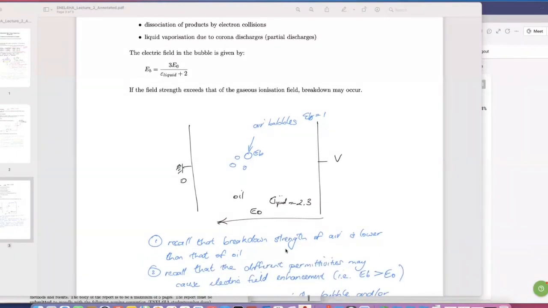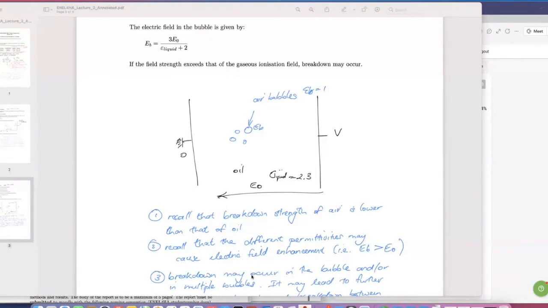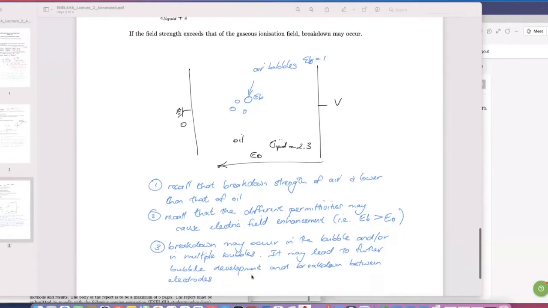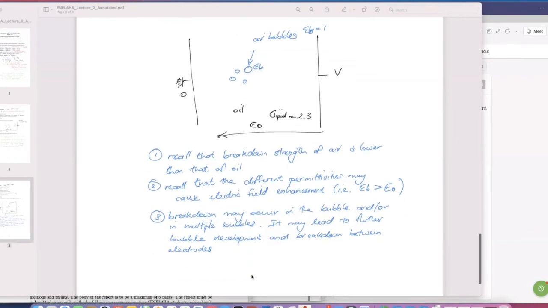Right. We can recall that the breakdown strength of air or gas is generally lower than that of oil. We also recall from earlier that your electric field is going to be very different. Your electric field may be enhanced in that bubble. So it is likely that breakdown will occur in that bubble. It could lead to subsequent breakdowns around it, and that could lead to a discharge across the entire gap.